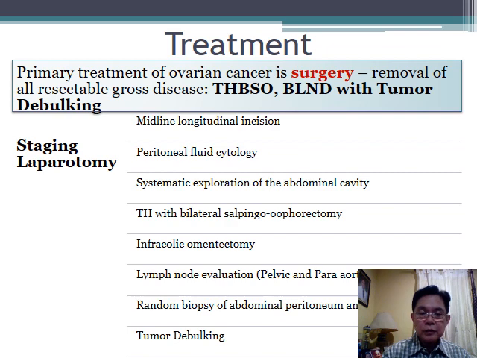If there are tumors outside of the ovaries, then these should be removed in the process, which is what we call tumor debulking. So you reduce as much tumor as possible; ideally there should be no gross tumor left behind after the surgical intervention, so that your adjuvant treatment would be more effective.